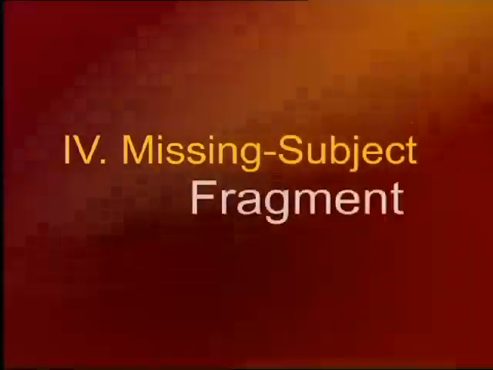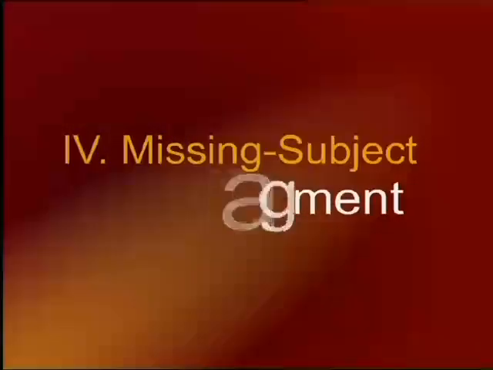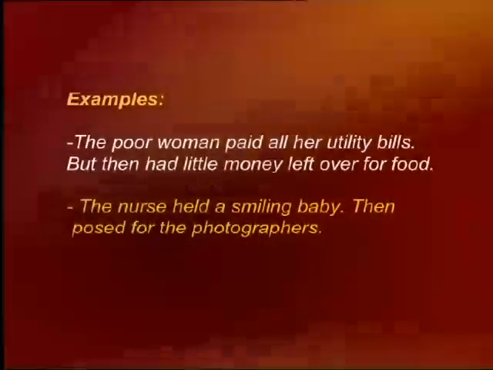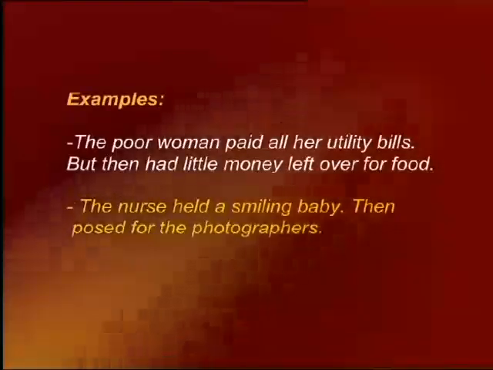And the fourth kind of fragment is the missing subject fragment. This is a fragment in which there is no subject. Some word groups are fragments because while they do have a verb, they lack a subject. In these fragments, the verb is there, but the subject is missing. For example, take this sentence. The poor woman paid all her utility bills.